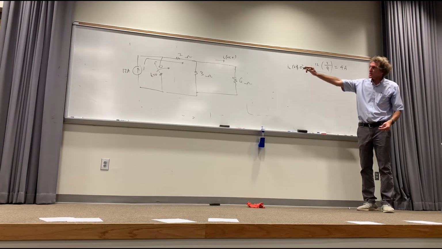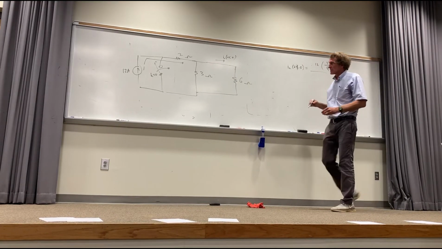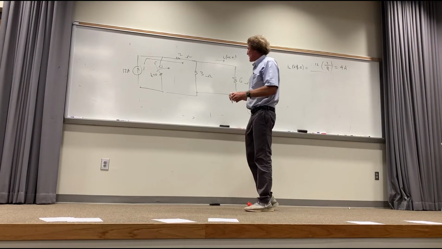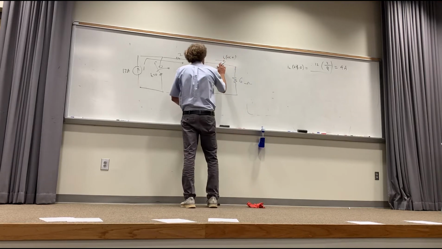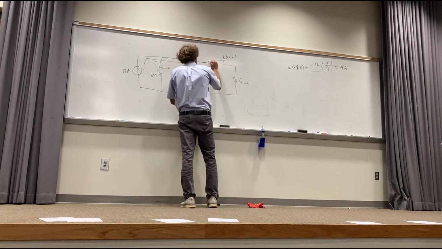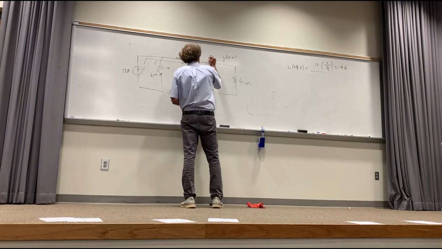That 2 ohm resistor there doesn't do a thing. It complicates the problem a little in a second, but it doesn't do a thing to this. Now, that's where the inductor was. I'm going to put it back in, and that was 2 henries, wasn't it, class?